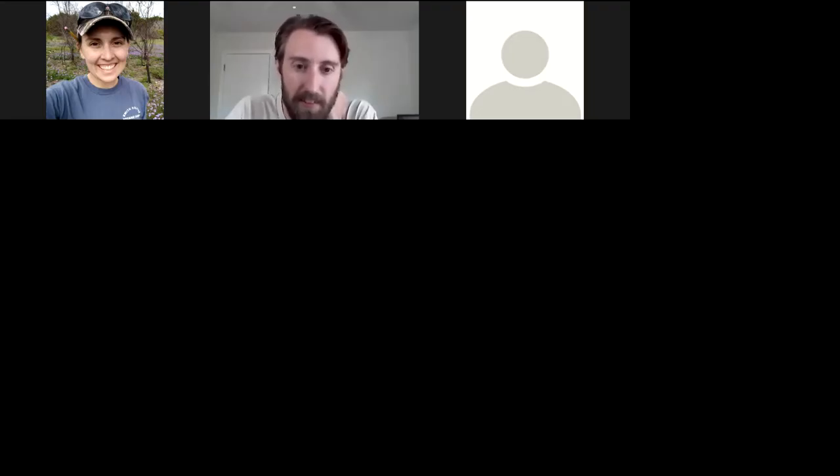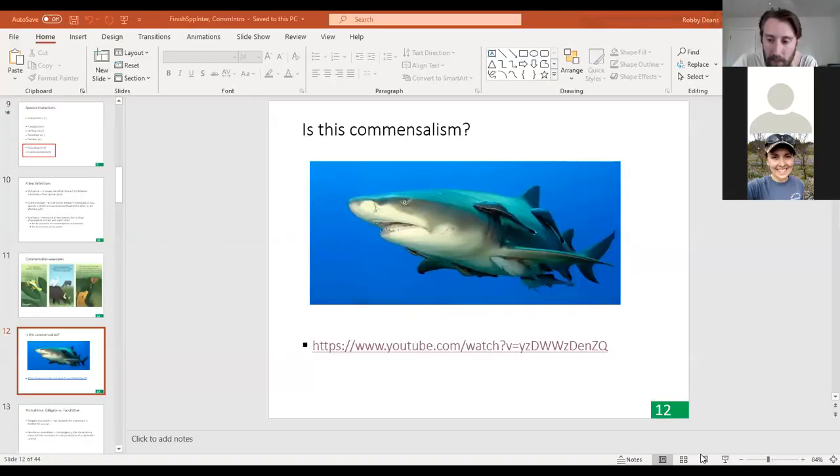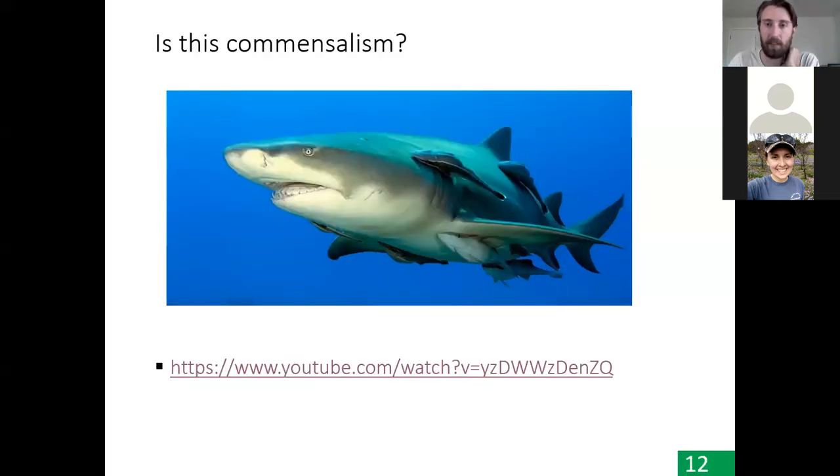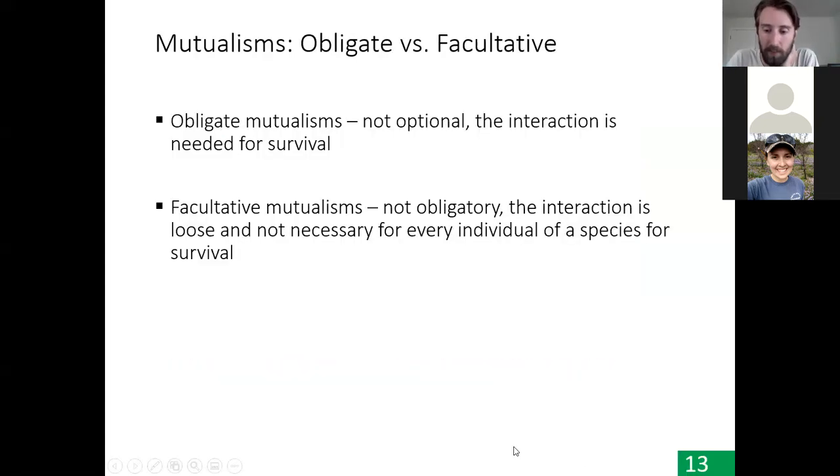All right, so that's another kind of famous example of commensalism that may actually be parasitism instead. All right, going back. So that's it. That's all I have for commensalism. Let's switch to talking about mutualism.